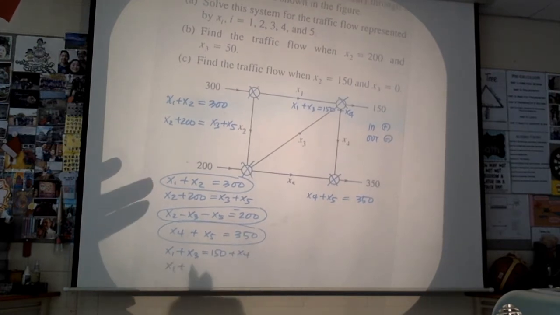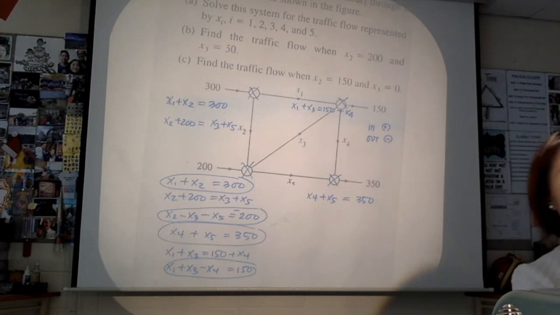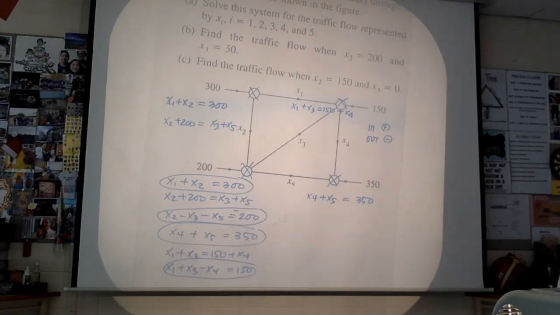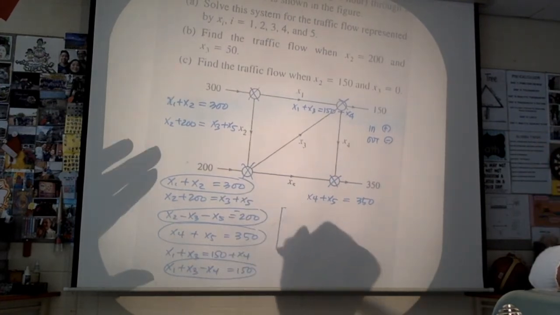So it's x1 plus x3 minus x4 is equal to 150. See, in is equal to out. That's all you have to worry about. Now you have a linear system here, so you have an idea what to do. So set up a ratio.